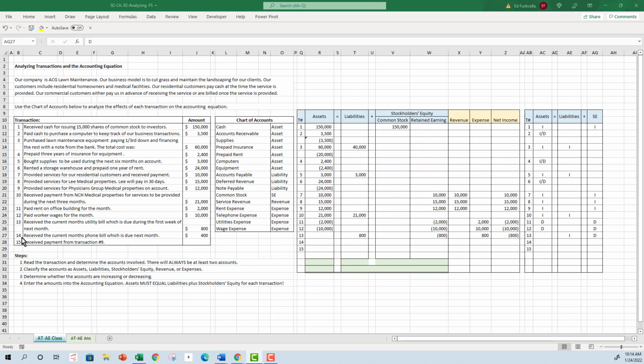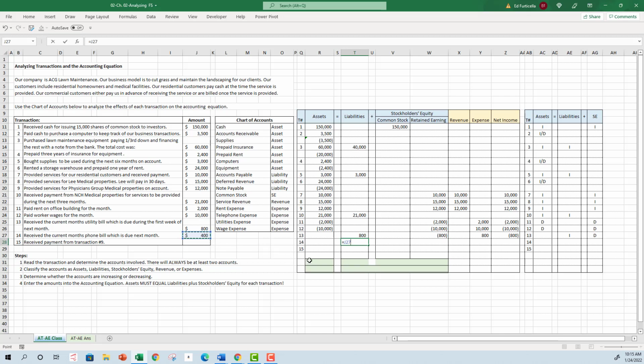For transaction 14, we received the current month's phone bill, which is not due until next month. That bill is for $400. The two accounts involved are telephone expense and accounts payable. Telephone expense is an expense and it's increasing. Accounts payable is a liability. The reason why we're using accounts payable is because we're not paying the bill now, we're going to pay it next month.